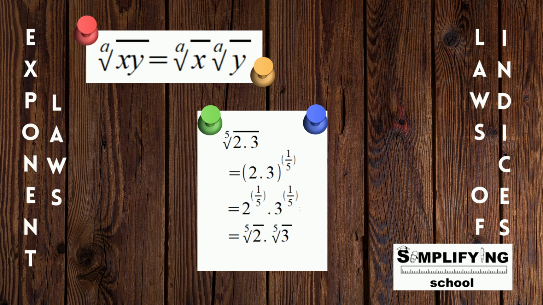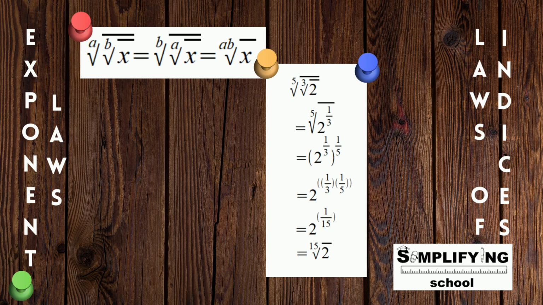The second last one that we're going to look at is the a-th root of xy is equal to the a-th root of x times the a-th root of y. In this case, I'm going to take the 5th root of 2 times 3. Once again, I'm going to change it from the root form into a power of a fraction. So it's going to become 2 times 3 to the power of a fifth. I'm going to take that fifth and distribute it into each of the bases. That's going to become 2 to the power of a fifth times 3 to the power of a fifth. I'm taking this now back to root form, and I get the fifth root of 2 times the fifth root of 3.